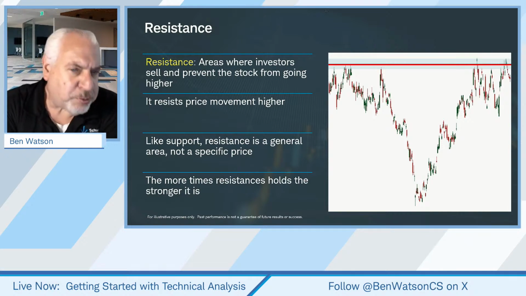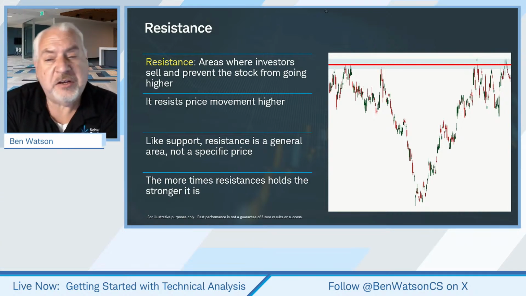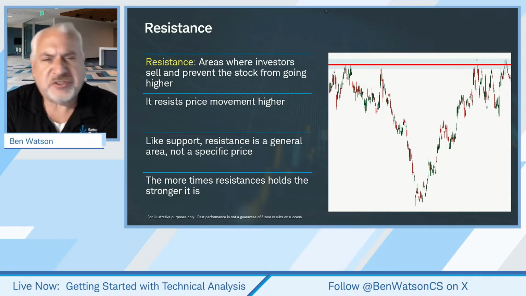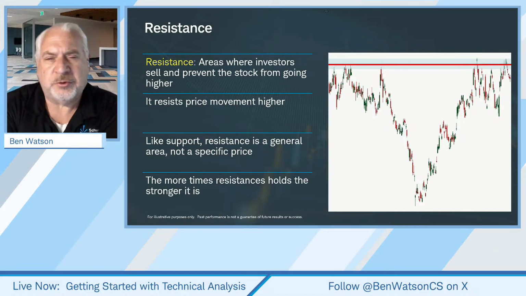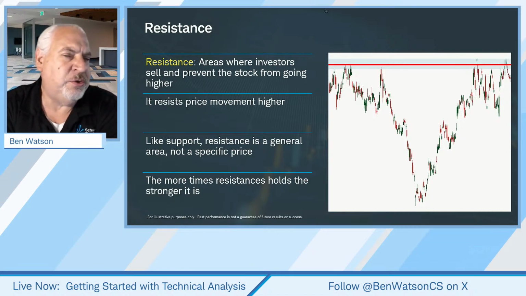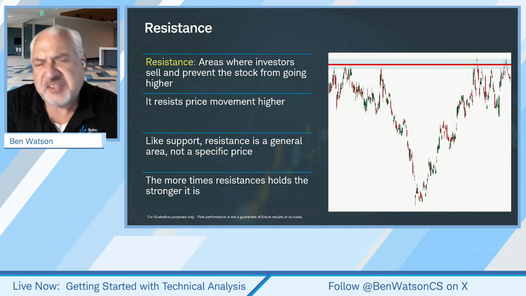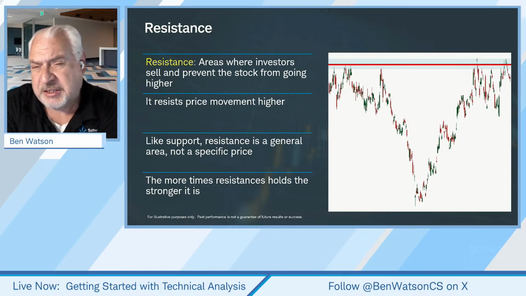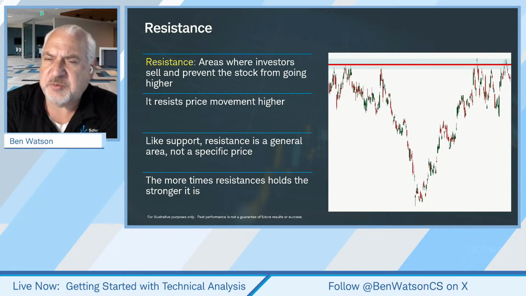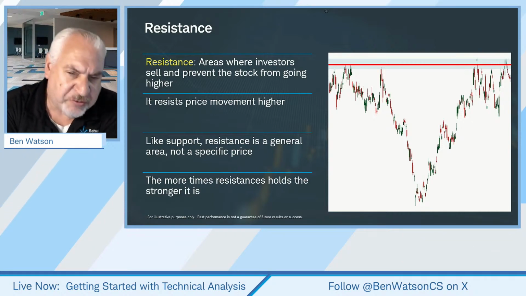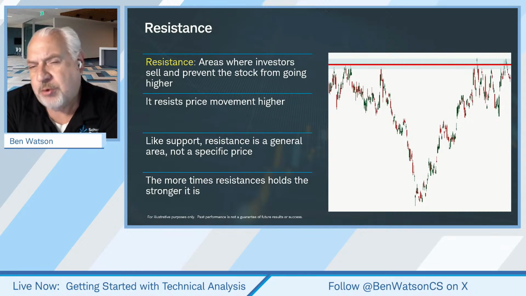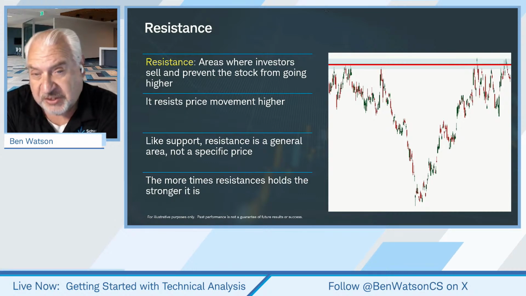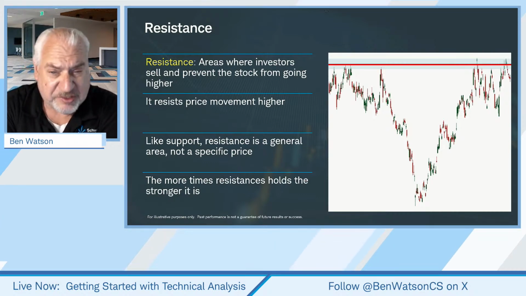Now, like support, resistance is a general area, not a specific price. Think about it this way. If you're building bridges or rockets or computers or airplanes or whatever it might be that you are engineering, 6 significant digits or more is the kind of precision that is expected. But when we're talking about stock price movement at a level of support or at a level of resistance, it's a little bit more like Jimmy Buffett and his song Cheeseburger in Paradise than it is 6 significant digits of bright line precision on the chart.